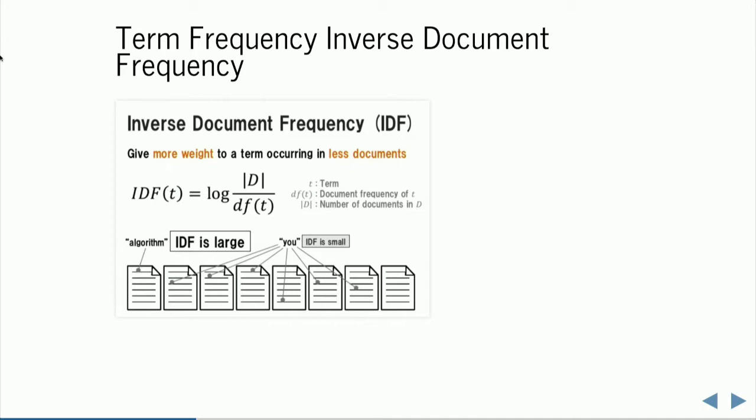And we've got a number of documents, and then we've got the document frequency of that term, and we're just taking the log of that. And so if we have high inverse document frequency, we've got a weird word, and low inverse document frequency, we've got a common word. Why might we want to do this?